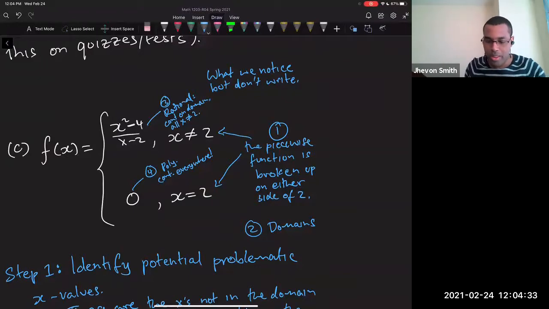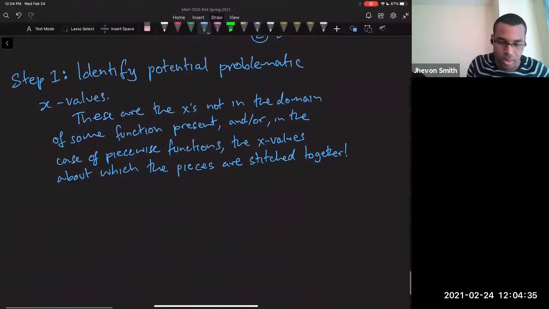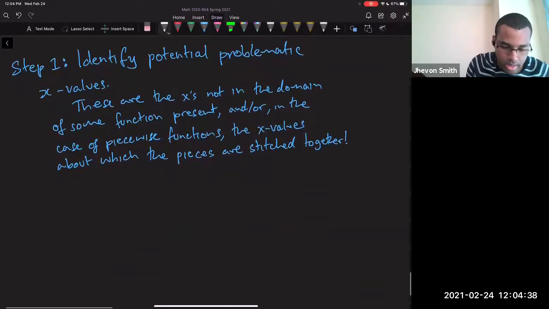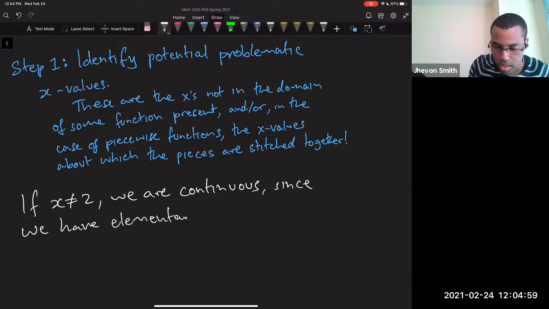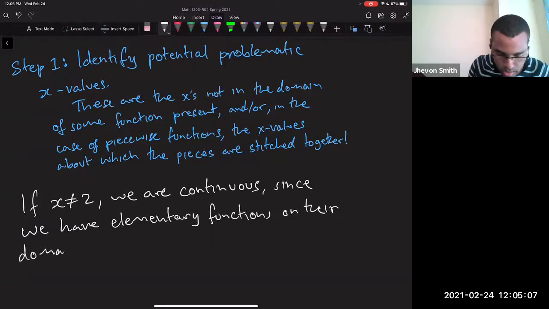So here is what we're going to do. I would say something like the following. If x is not equal to 2, we are continuous, since we have elementary functions on their domains away from 2.